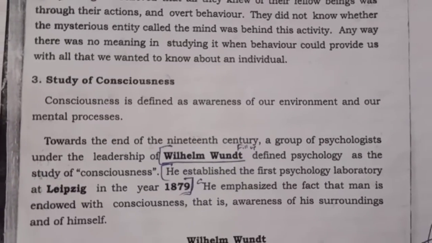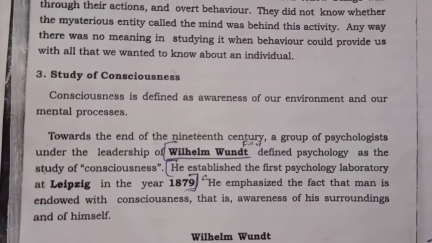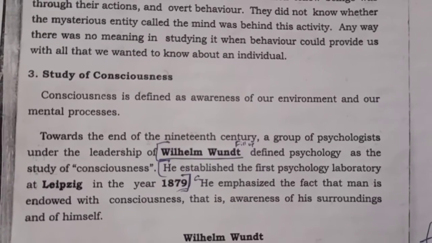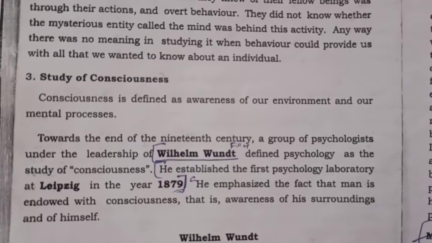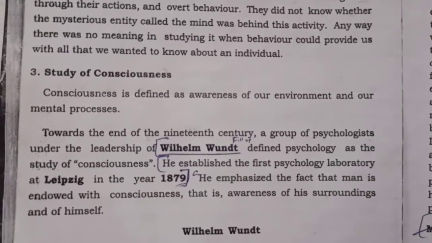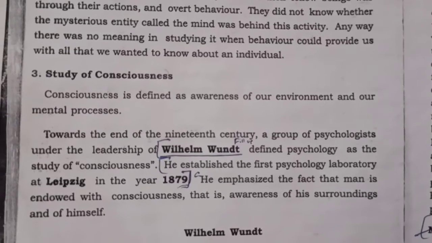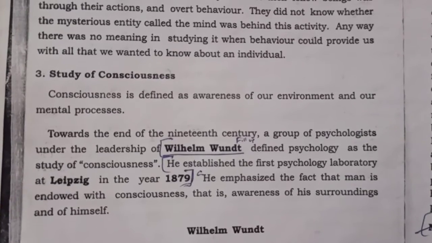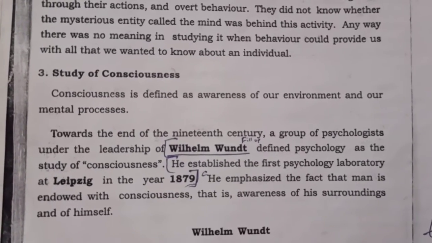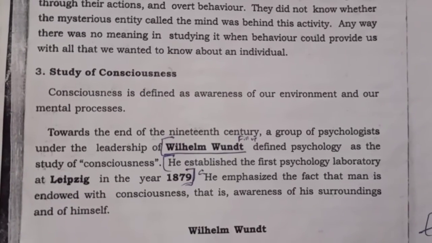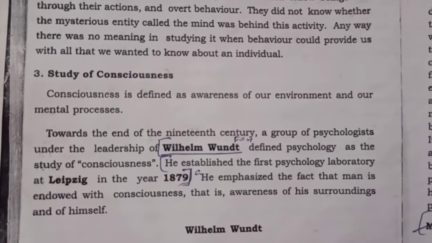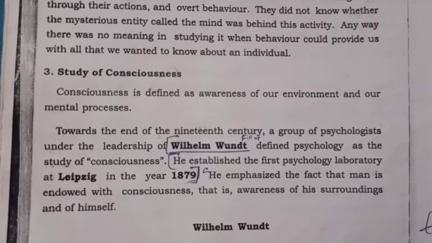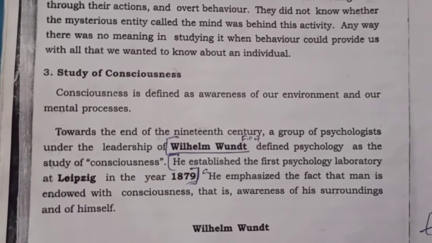Towards the end of the 19th century, a group of psychologists under the leadership of Wilhelm Wundt defined psychology as the study of consciousness. I think I already told you that he is the father of psychology. And he established the first psychological laboratory at Leipzig in the year 1879. So this is very important. The first psychological laboratory was in Leipzig in the year 1879.